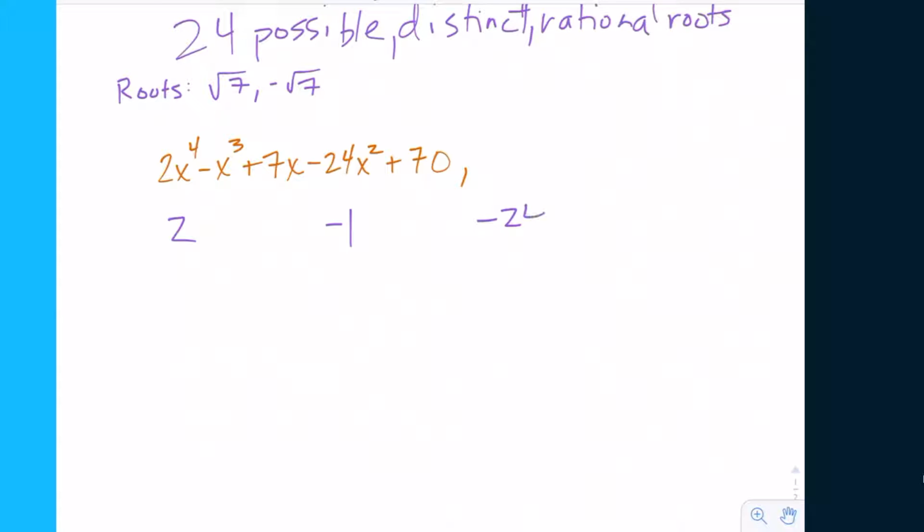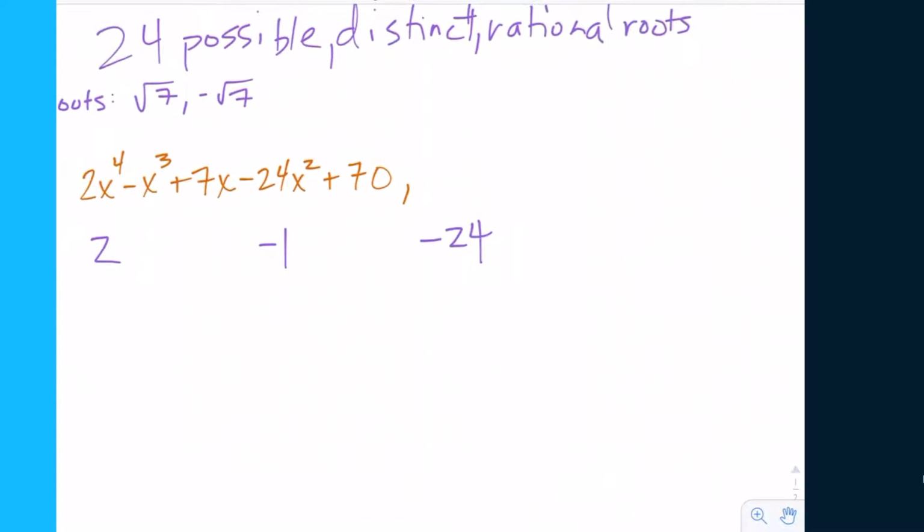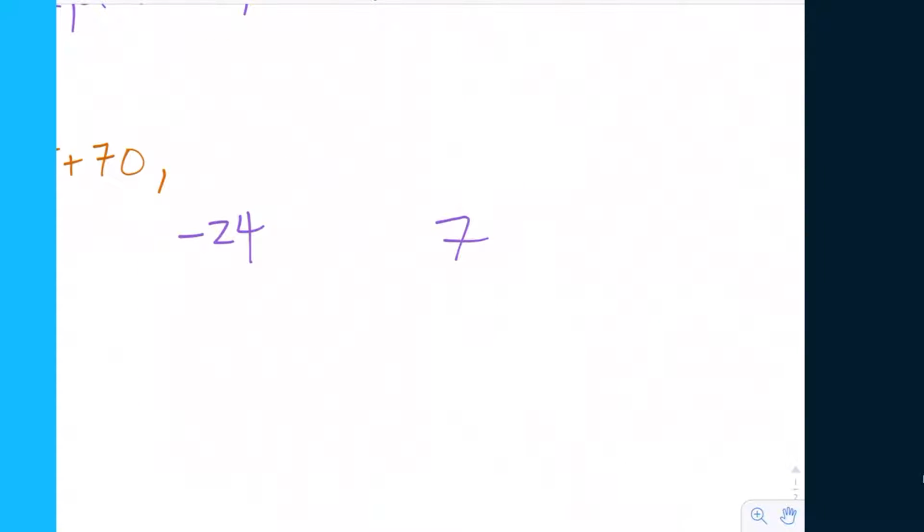Ooh, negative 24. Did any of y'all write down 7 first without thinking? I got you, right. But then you got it, you said. That's what you meant by I got it? I tricked you, okay, because it wouldn't work. And then a 7, and then a 70.